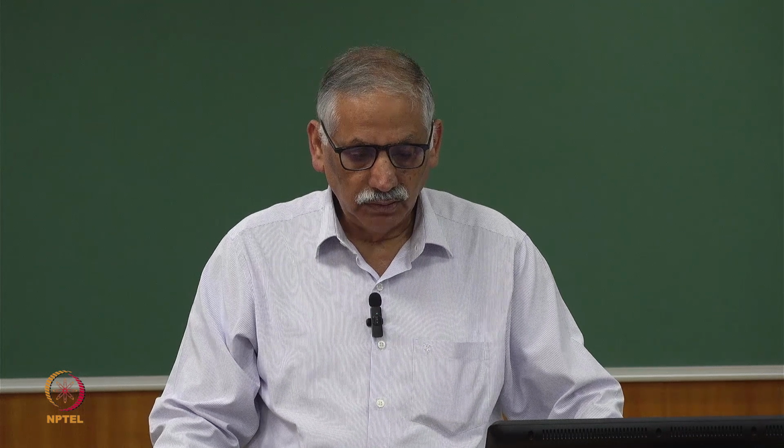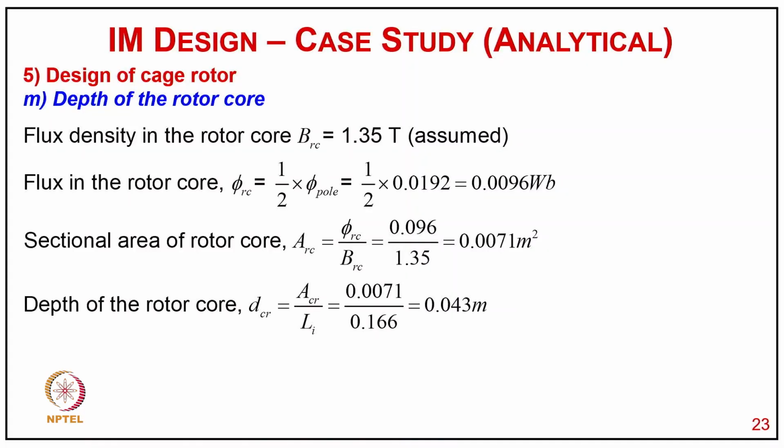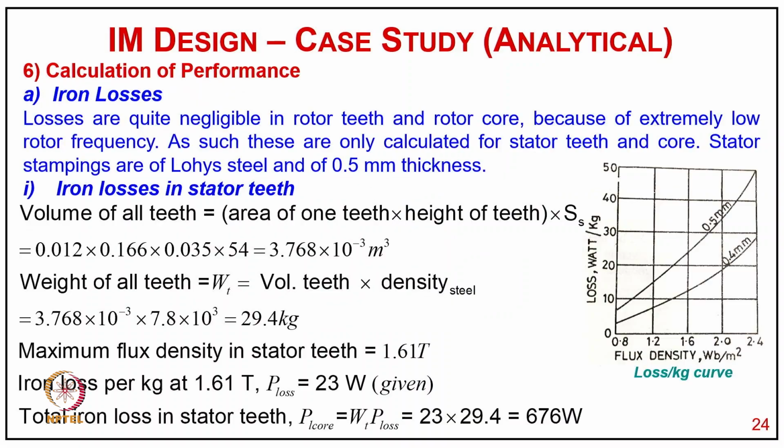Now coming to the calculation of the depth of the rotor core. For the flux density in the rotor core, BRC, we normally keep the value between 1.2 to 1.4 Tesla, so here we are selecting 1.35 Tesla. The flux in the rotor core will be phi RC, again half goes to one side and the other half to the other side, so half phi pole, and keeping this, the flux in the rotor core is 0.0096 Weber. The sectional area of the rotor core will be ARC equal to phi RC upon BRC. So it comes typically to 0.0071, and the depth of the rotor core is dcr equal to ARC upon Li, which comes to 0.043 meter. These are the typical dimensions we got.